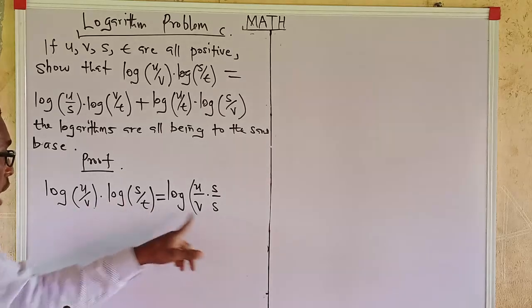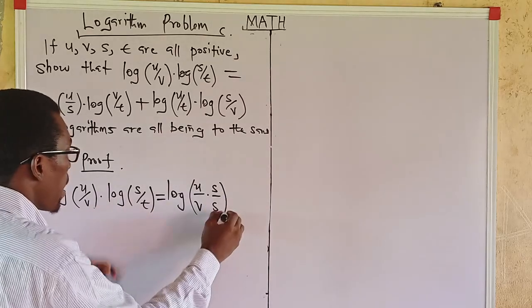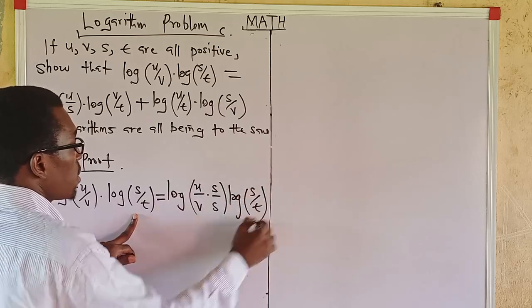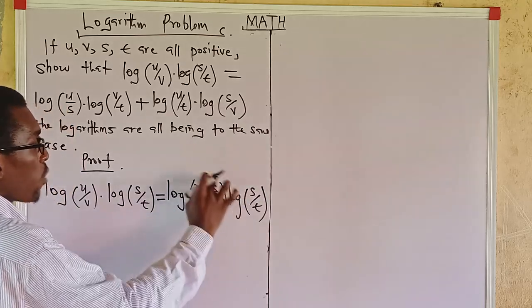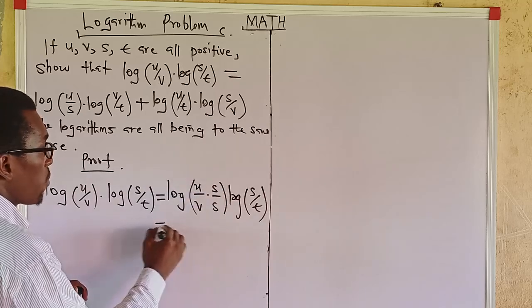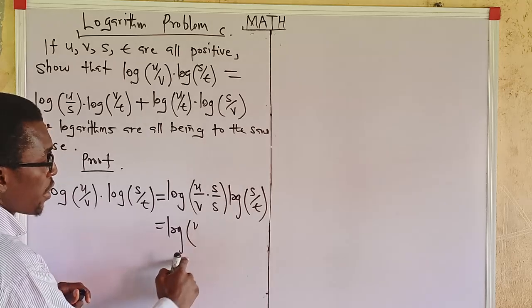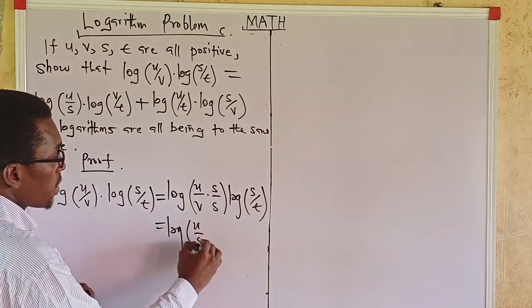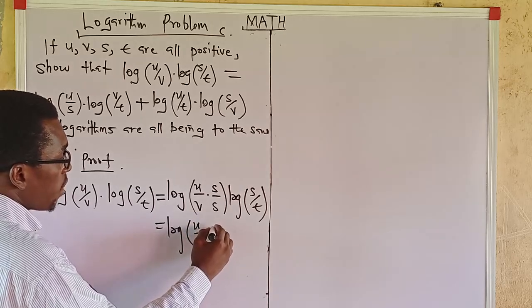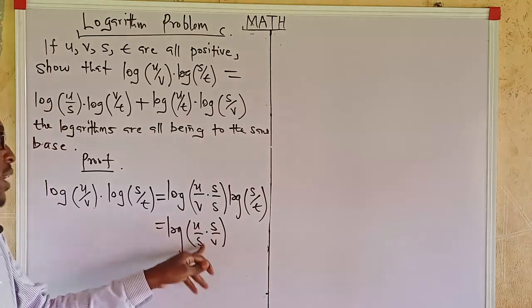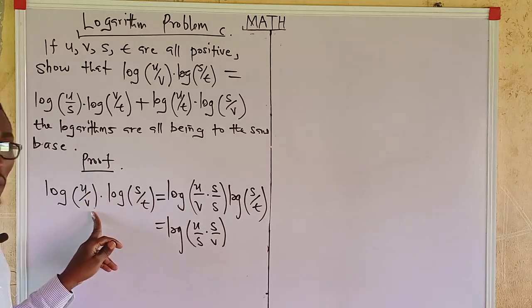So we have this at hand already, multiplied by log to an arbitrary base of S over T. Now we are going to rearrange this expression here. This becomes the log to the arbitrary base of U over S multiplied by S over V. It's the same thing because this will cancel out with this, and we'll be left with U over V. All right? Can you see that?